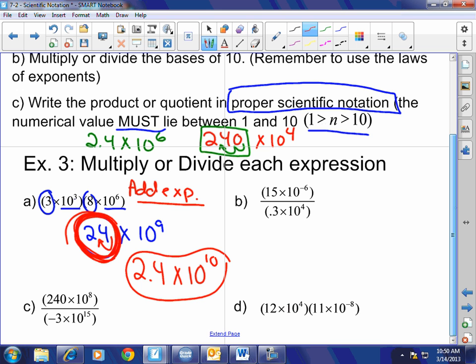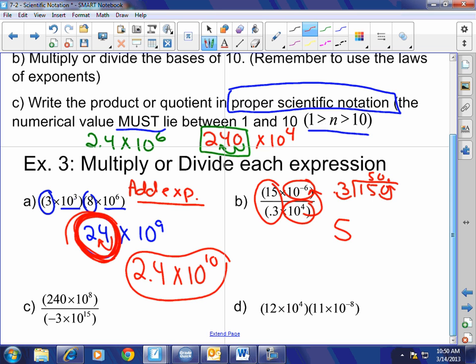15 times 10 to the negative 6 divided by 3 times 10 to the 4th. Okay, so first things first, 0.3 into 15. Move the decimal 1 to the right, 1 to the right, bring it up. That's going to be 50. So I have 50. What's 10 to the negative 6 divided by 10 to the 4th? Remember, I got to bring it this time up here.